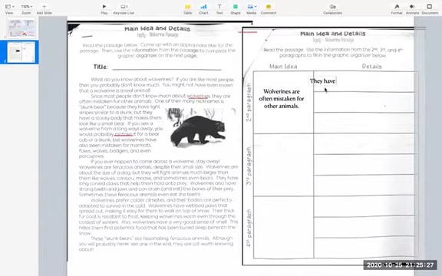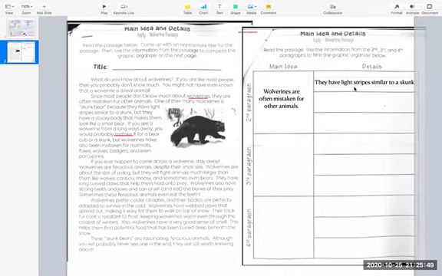They have light stripes similar to a skunk. All right. That's one of my details.